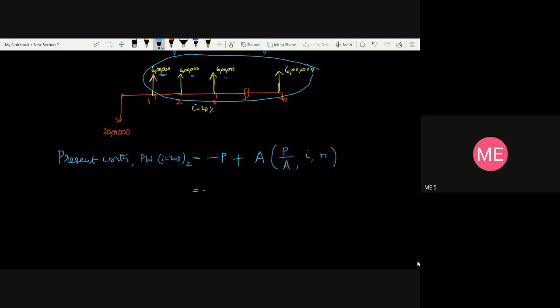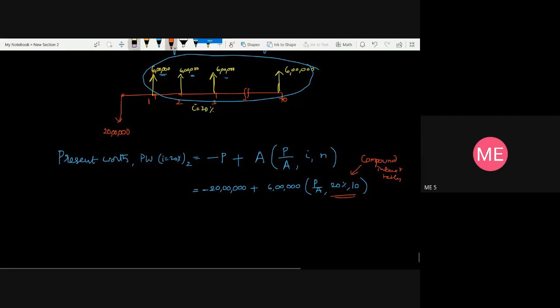So now my substitution: minus 20 lakhs plus annuity of 6 lakhs. Then I'm substituting the factor P by A, comma I is 20% and N is equal to 10. So using the compound interest tables, to find the factor from the table.